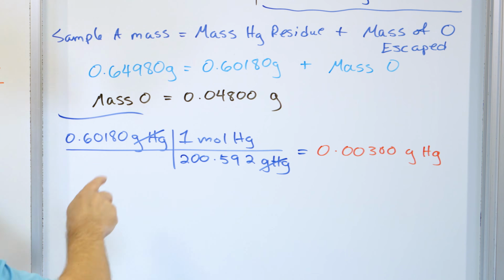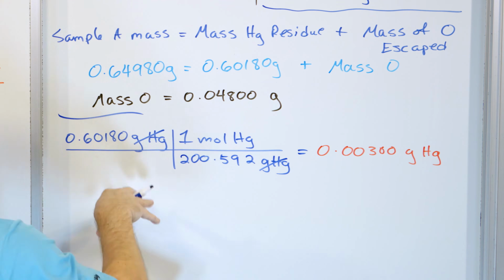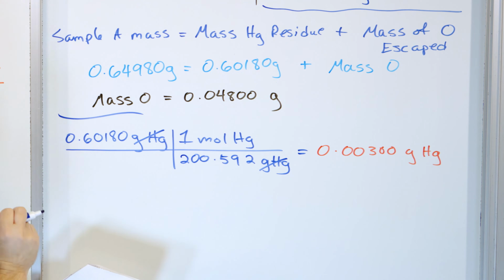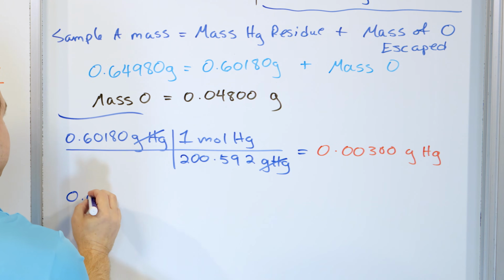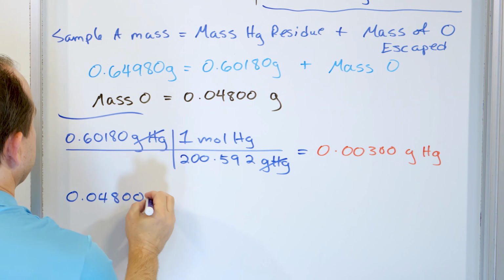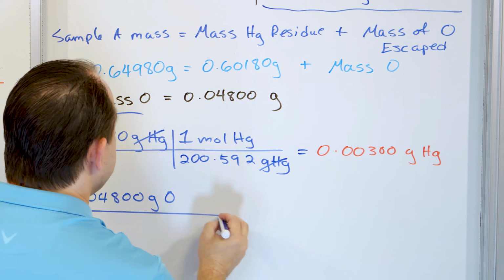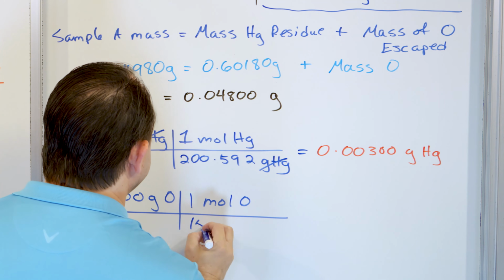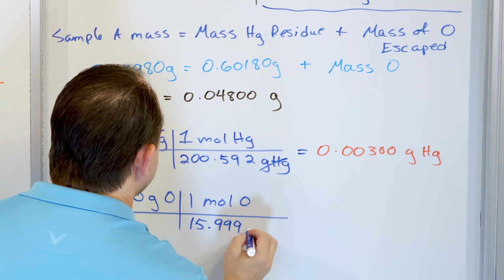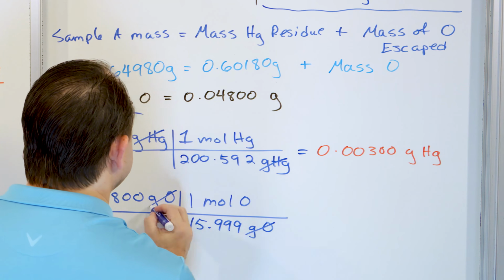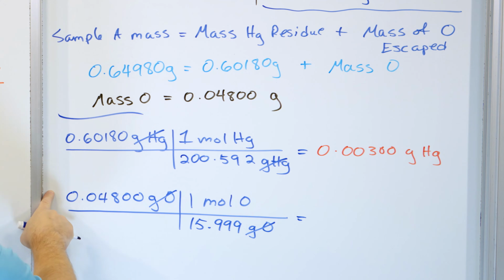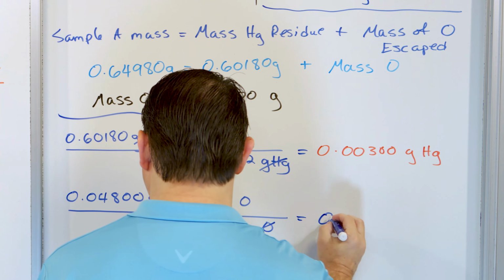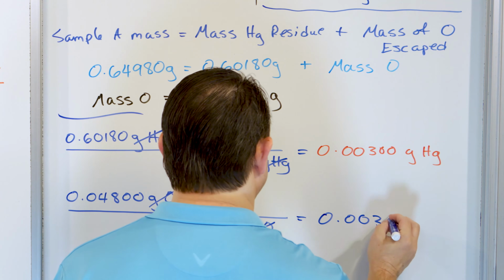Okay? Let's do the same thing for the oxygen. We now know how much oxygen floated away, and that means this many grams of oxygen must have been present in the original sample. 0.04800 grams of oxygen. And we have this one memorized, so 1 mole of oxygen is 15.999 grams of oxygen. Cancel, cancel. And so when we take 0.04800 divided by 15.999, we get 0.00300.